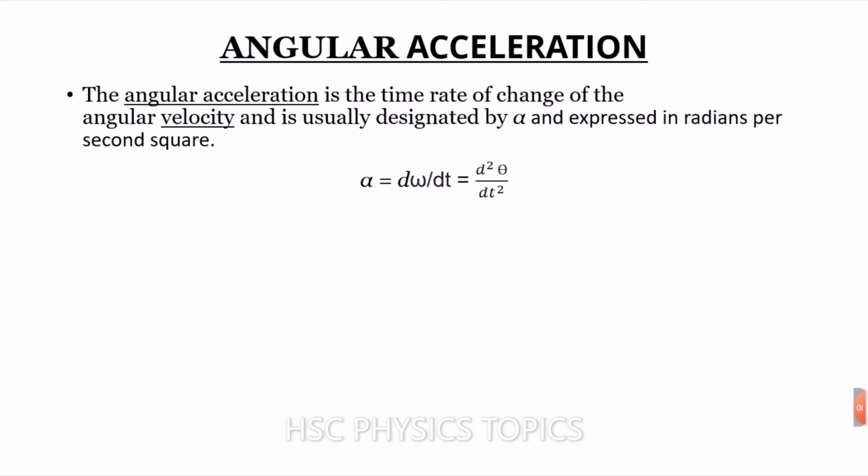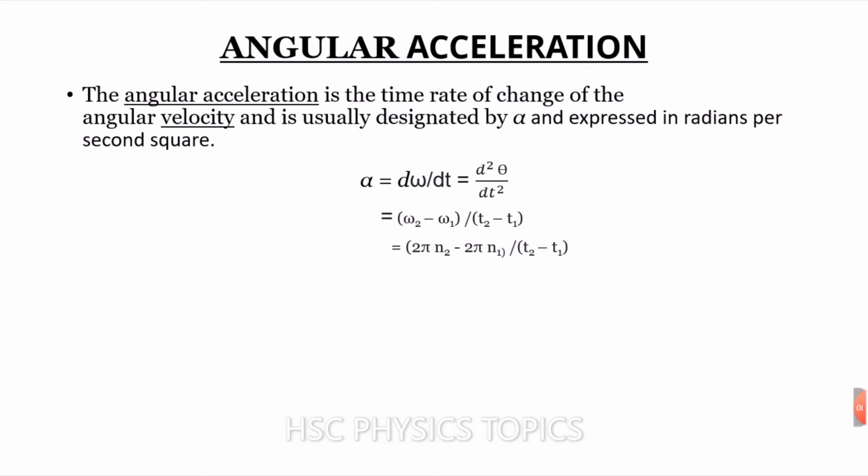We can also relate it with theta, our angular displacement, so it can be written as d square theta by dt square. The d omega by dt can also be written as omega 2 minus omega 1 upon t2 minus t1, where omega 2 and omega 1 are the final and initial angular velocities, and t2 and t1 are the final and initial times.